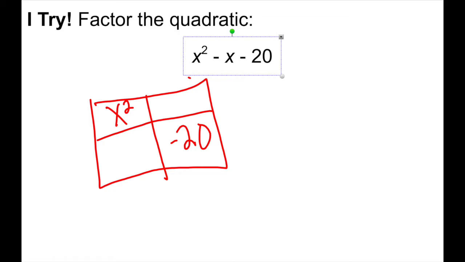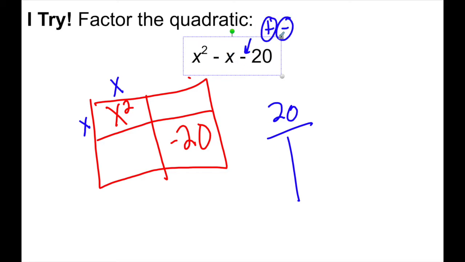So what's going to go on this? We're going to have my x and my x. And now negative 20, well, I know that one of the numbers is positive and the other number is negative, because that's how you get a negative. A positive times a negative is a negative. They can't both be positive, because you can't get a negative when you multiply two positives. And they can't both be negatives, because you can't get a negative when you multiply two negatives.